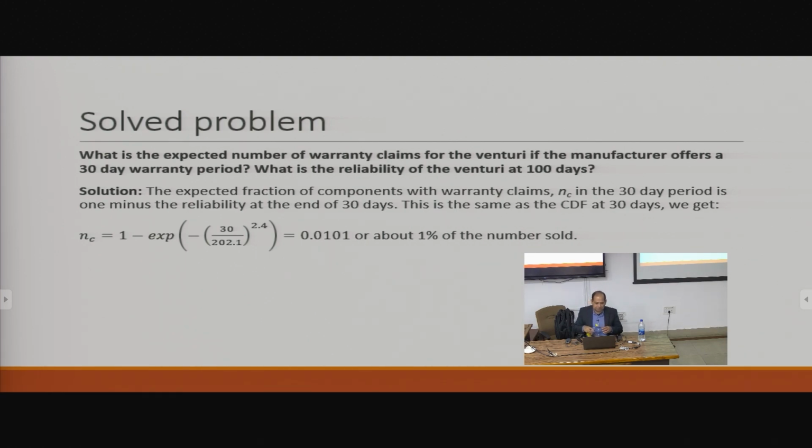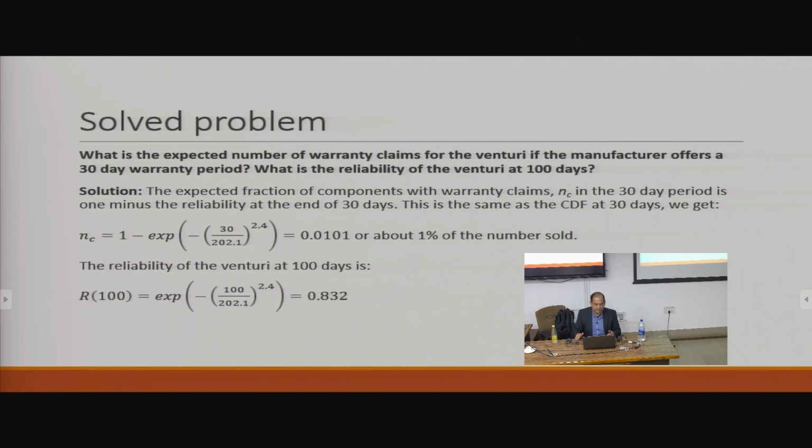We find that about 1% of customers are expected to come back in 30 days with some failure, based on the data that we have and the model that we have. And hopefully the model we have is correct. And then the reliability of the Venturi at 100 days, we use the reliability function, which is 1 minus the CDF of the Weibull distribution that we found, and it comes out to 0.832. Okay. The caveat I have for any such data that I present is, obviously do your own calculations. There may be errors in the slides. I hope not, but there could be. The more important thing is the method, right?